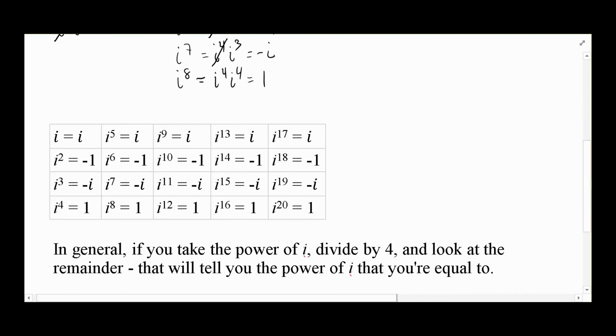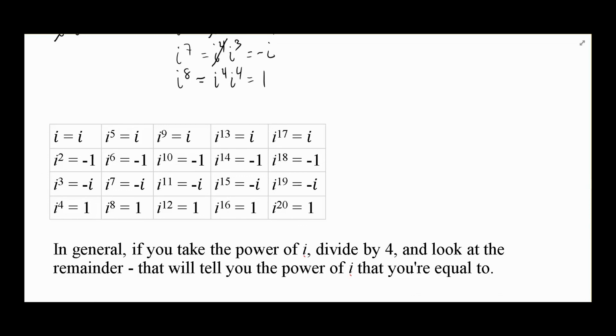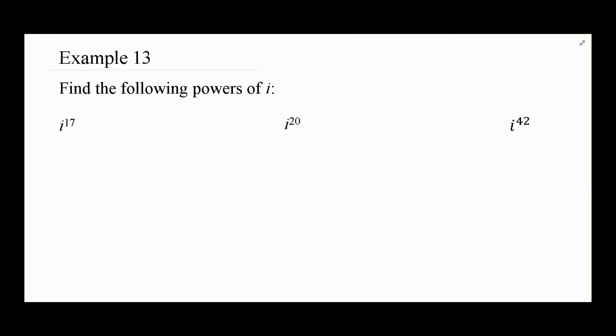And so really what we can see is that if you take your power of i and you divide by 4, we don't care about what the quotient of that is, what the answer to the division by 4 is, but if we look at the remainder of i, that tells you which row you're on. In other words, it tells you what your power of i is. So if you divide by 4 and just look at the remainder, that's your power of i. So let's do some examples of that.